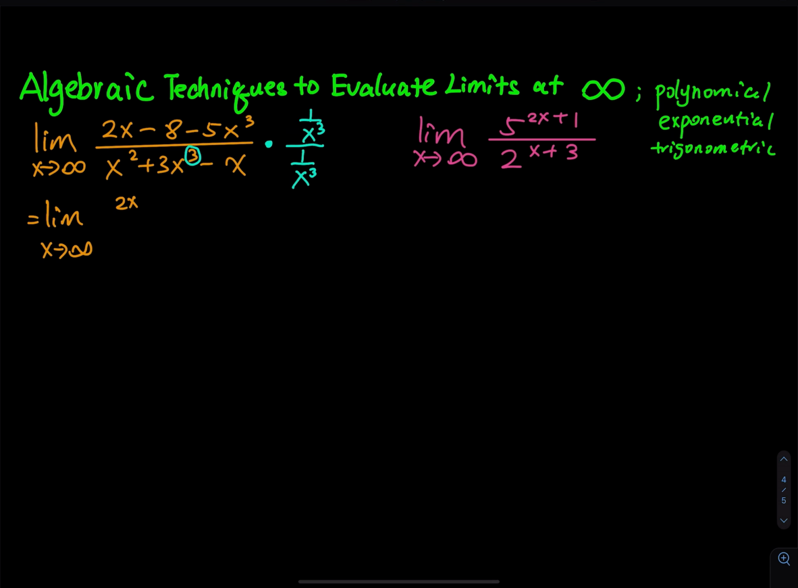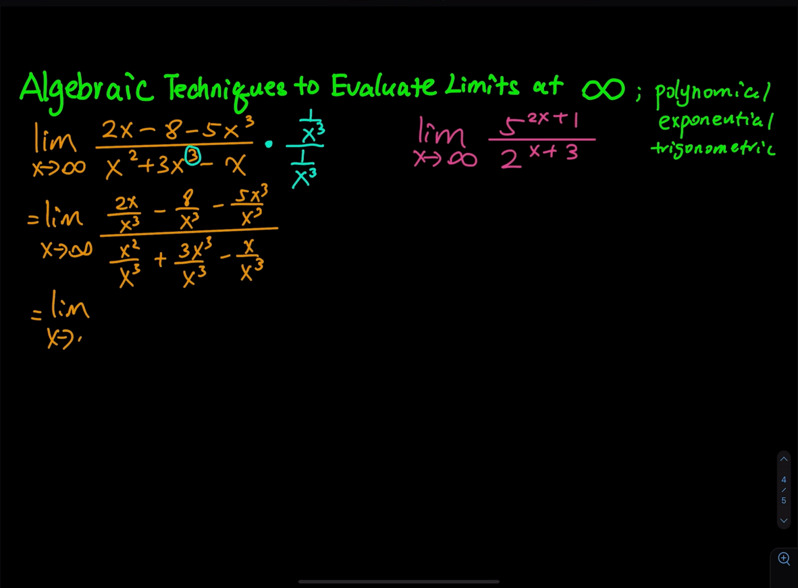We have 2x divided by x to the third minus 8 divided by x to the third, 5x to the third divided by itself. In the denominator, we have x squared divided by x to the third plus 3x to the third divided by x to the third minus x divided by x to the third. Then we work on the exponents. The first one is 2 over x squared, minus 8 over x to the third, minus 5, and then divided by 1 over x plus 3, minus 1 over x squared.